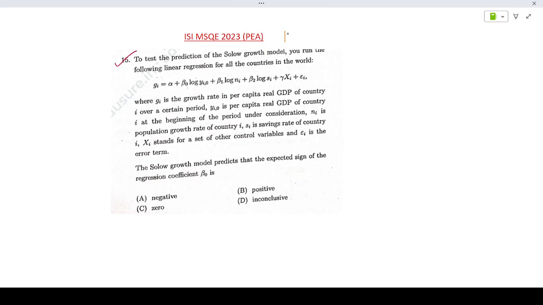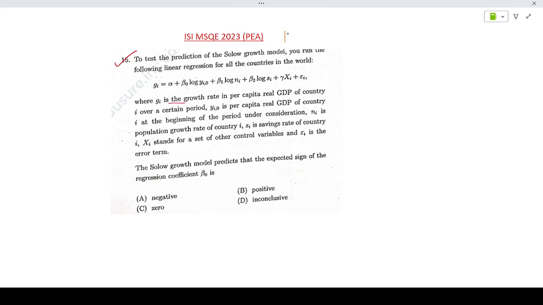Question number 15. To test the prediction of the Solow growth model, you run the following linear regression for all countries in the world. Gi equals alpha plus beta naught log yi naught plus beta 1 log ni plus beta 2 log si plus gamma xi.